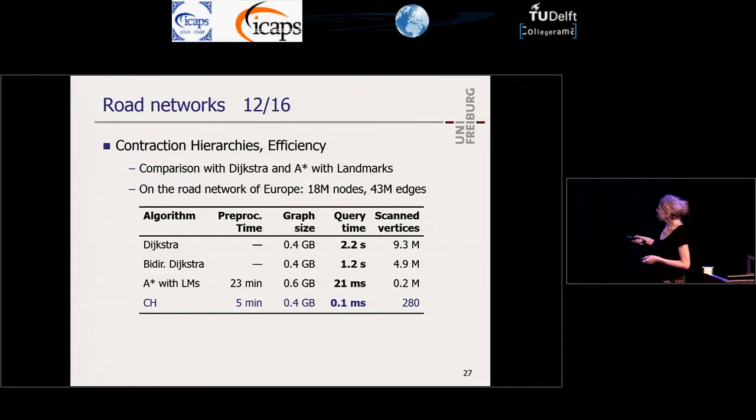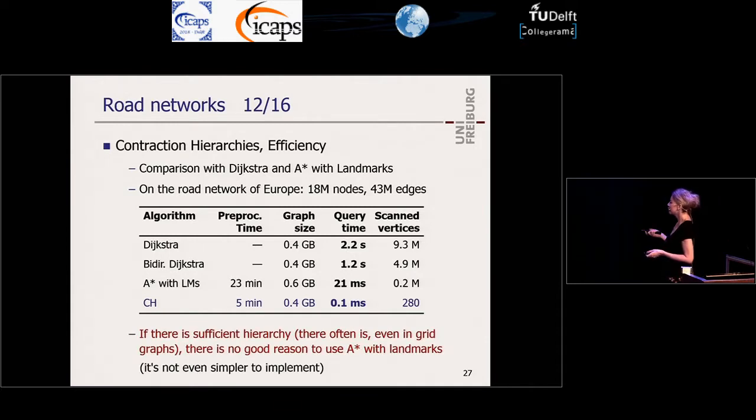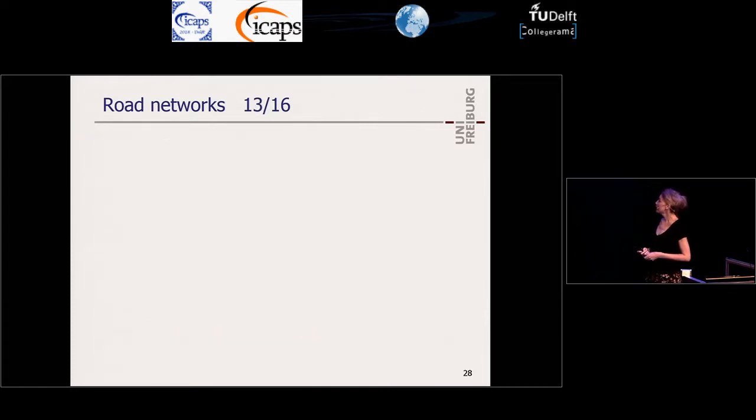And yeah, and look at this, it uses less space. Yeah, here it's the same as the original graph. It's much faster in pre-processing, and look at the search space, right? 280 nodes on average scanned. Yeah, you have to look at really few nodes. So in this scenario, when you have hierarchy, there's just no good reason to use A-star with any heuristic, right? It's actually not even simpler to implement. Contraction hierarchies are pretty easy to implement in the basic case.